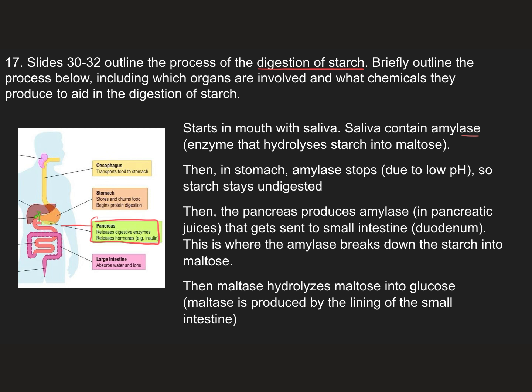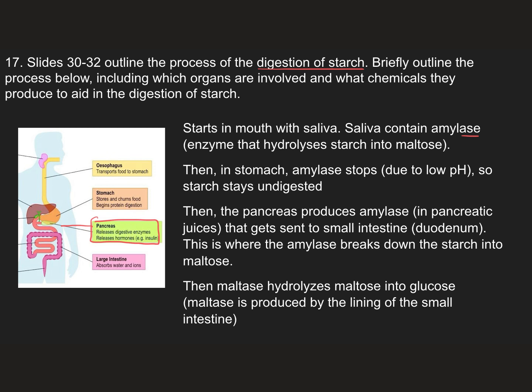So the amylase is produced both with salivary glands and in the pancreas. The pancreas produces, I think, a lot more. So that amylase is going to be put into pancreatic juice. It gets sent to the small intestine through the duodenum. And this is where the amylase breaks down starch into maltose.